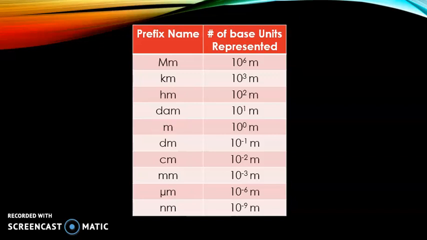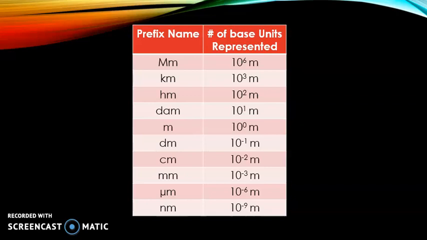So when we use metric prefixes, we simply put the prefix next to the base unit that we're modifying. So in this case, I threw meters in. So you can have megameters represented by a certain amount of base unit. Like for example, 1 megameter is going to be the same as 10 to the 6th meters. That's a lot of meters.